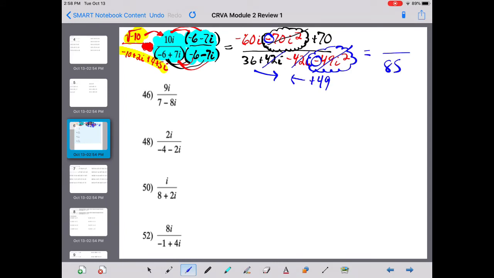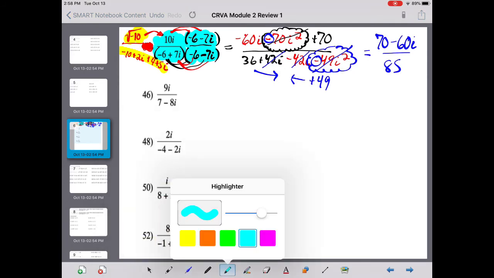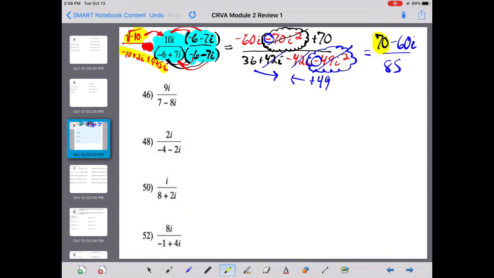And on top, let's put our real term first. Our real term is 70, and our imaginary term is negative 60i. Now here's a situation where you can actually take all 3 of the terms and divide them by something. What number goes into all 3 of these terms? 5. So I'm going to divide everything by 5. And so I get 14 minus 12i over 17. That's a better answer. Bada bing, bada boom.